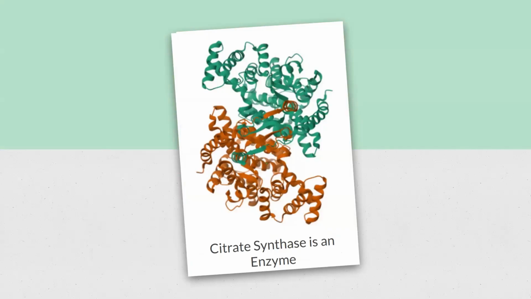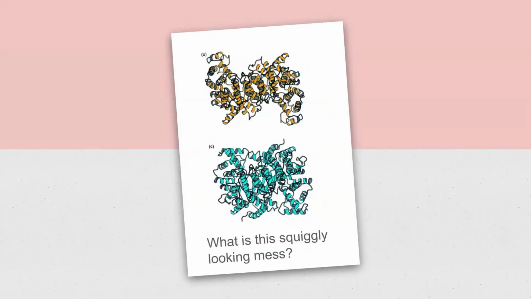Citrate synthase catalyzes the condensation of acetyl-CoA and oxaloacetate to form citrate and CoA. It's driven by a large negative Gibbs free energy of about negative 31 kilojoules per mole, meaning it's spontaneous and irreversible. So what is this squiggly looking mess?